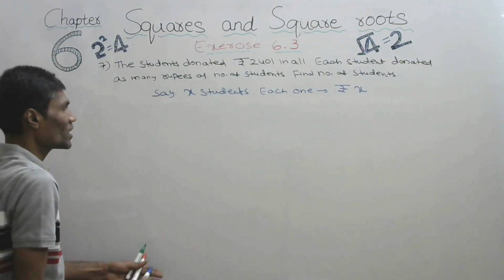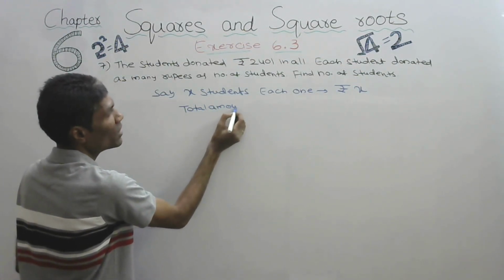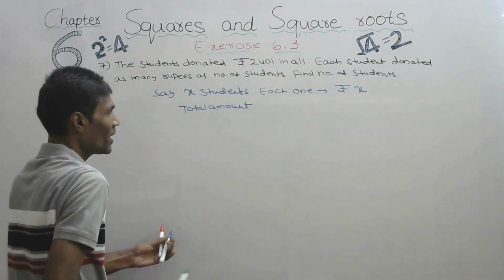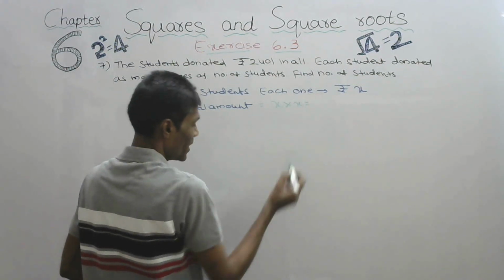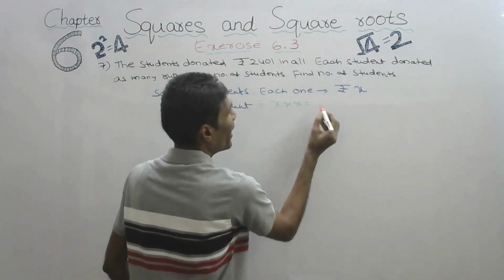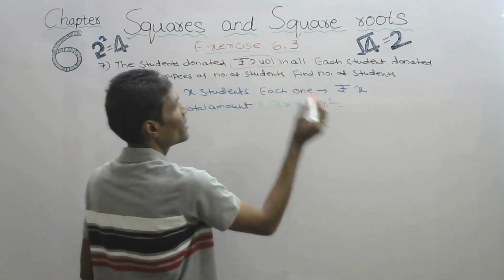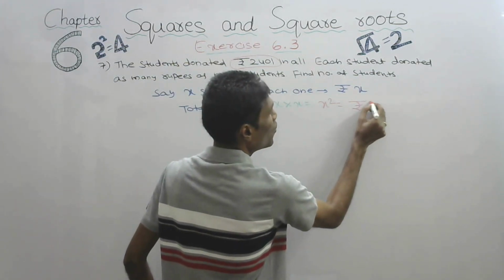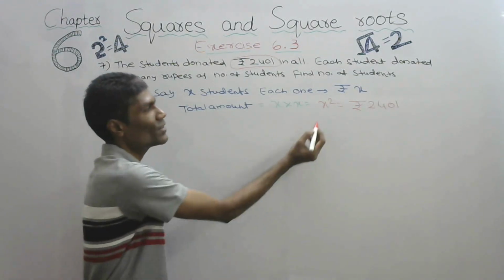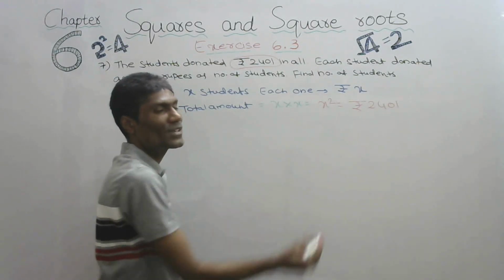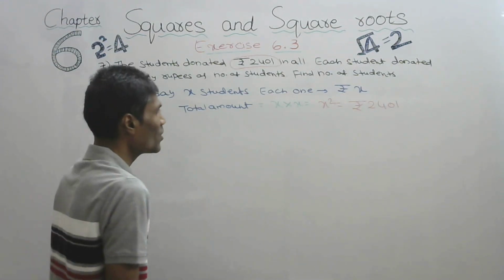So what will be the total amount? That will be X into X, that is X square, and he says that amount is rupees 2401. So simple. Now a square is given. Now we need to find the square root. Simple process. We know how to do it.